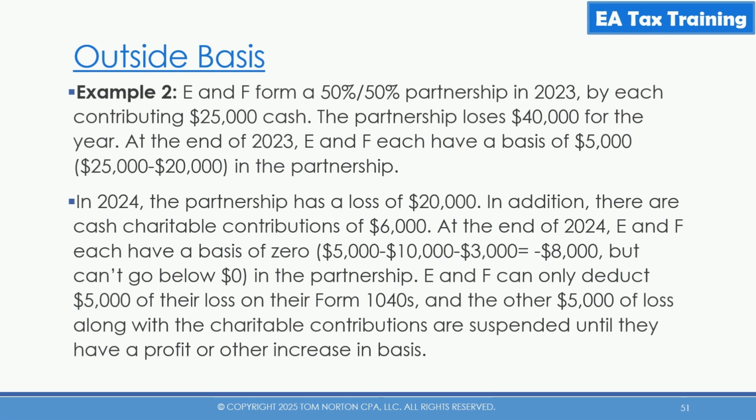So for the exam, these are the types of examples that you should be able to work through. You don't have to know anything too complicated, but you should know the basics of how basis works, what increases basis, what decreases basis, what happens if you have losses in excess of basis. So just be able to work through these simple examples and you will be fine for the EA exam.